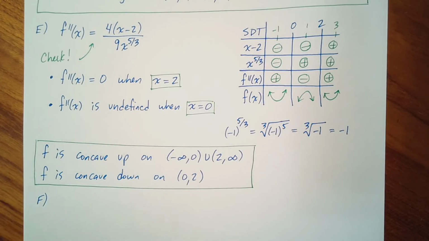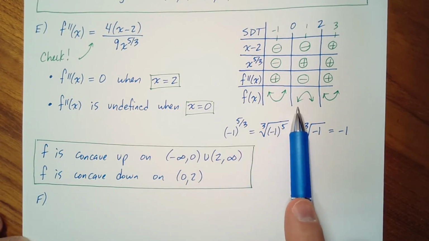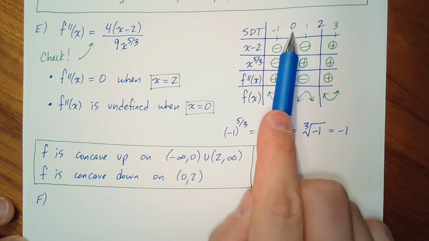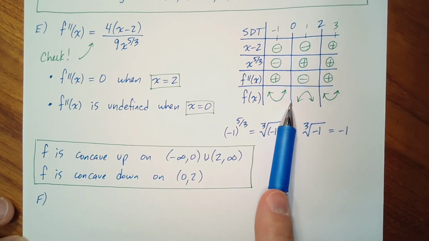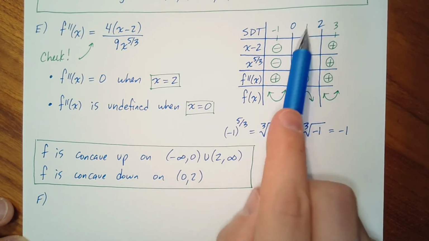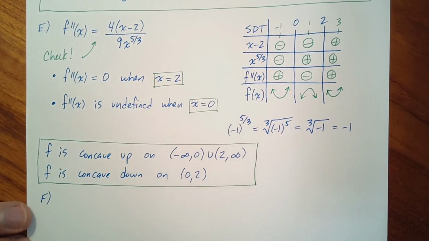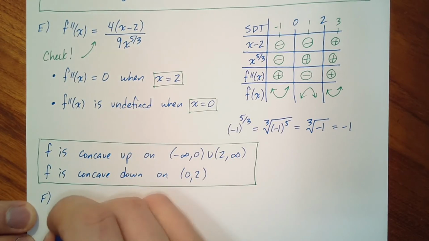Okay, so let's get inflection points. You might want to look back up at your table to see if there's any concavity changes. And of course, there are. There's 2 concavity changes, one at 0 and one at 2. So because 0 and 2 are both in the domain of the function, we got 2 inflection points here. So let's work out what their y values are.